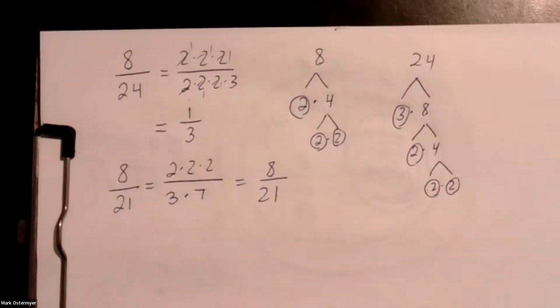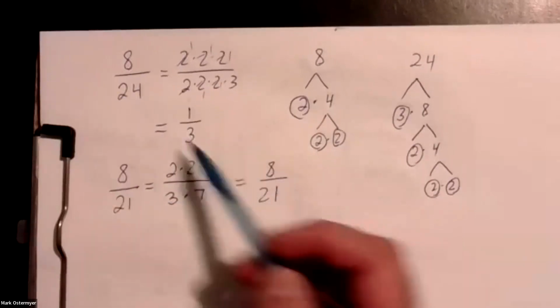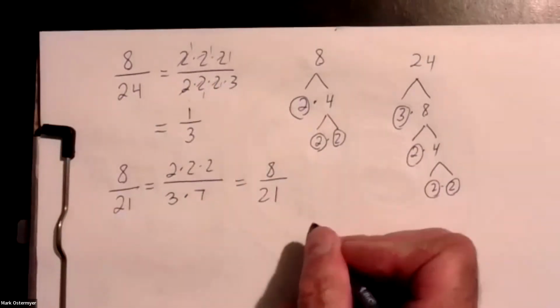Oh, I'm sorry. That was supposed to be 18/24. Well, I did a different problem. Okay, but the way to reduce 8/24 is to reduce it down to 1/3 by using the prime factorization method.